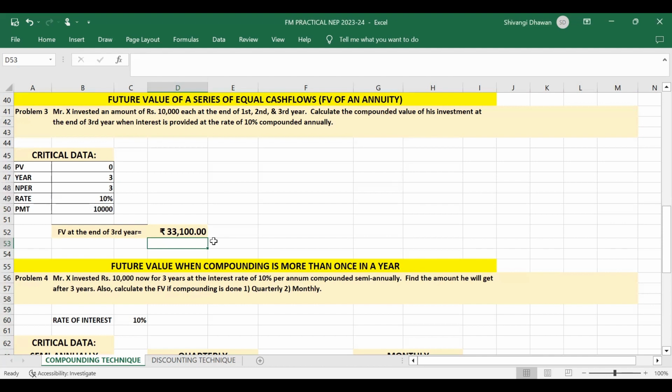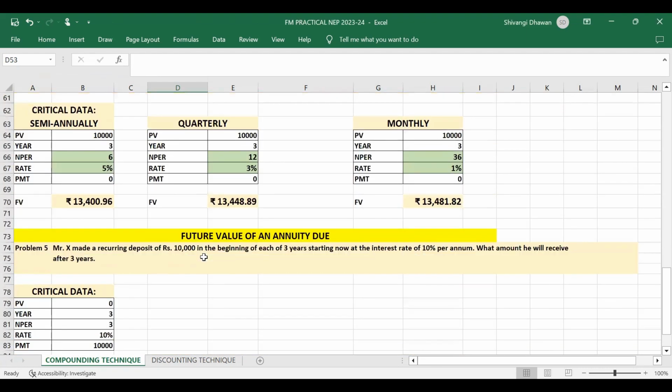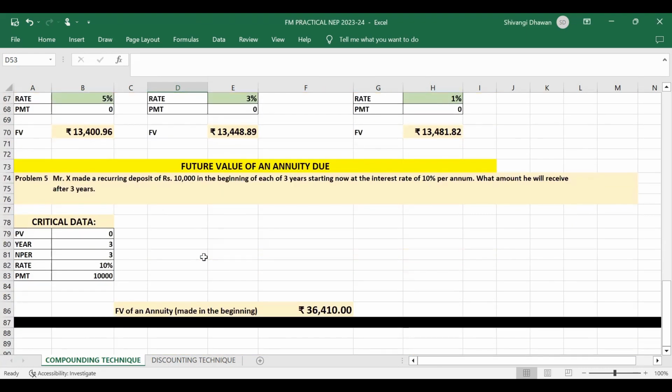So let's first discuss the future value of an annuity due. It's very simple. You will understand this by a question. For an annuity due, the type in the future value function is chosen to be 1 instead of 0, given the payment is made in the beginning of the period. So you will understand this by this particular problem.